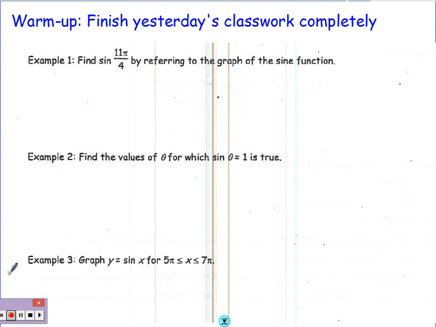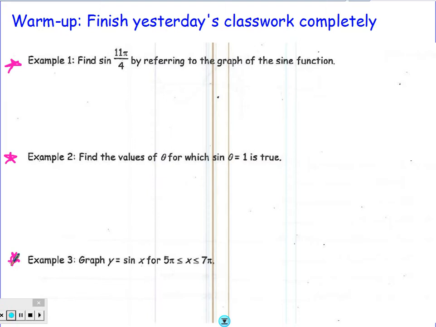All right, so your warm-up is going to be find the sign. These last three problems are from the classwork yesterday. There was a worksheet. I think in one class we got to example 1, but we didn't do either of the next two. So I want you to do that as a warm-up.